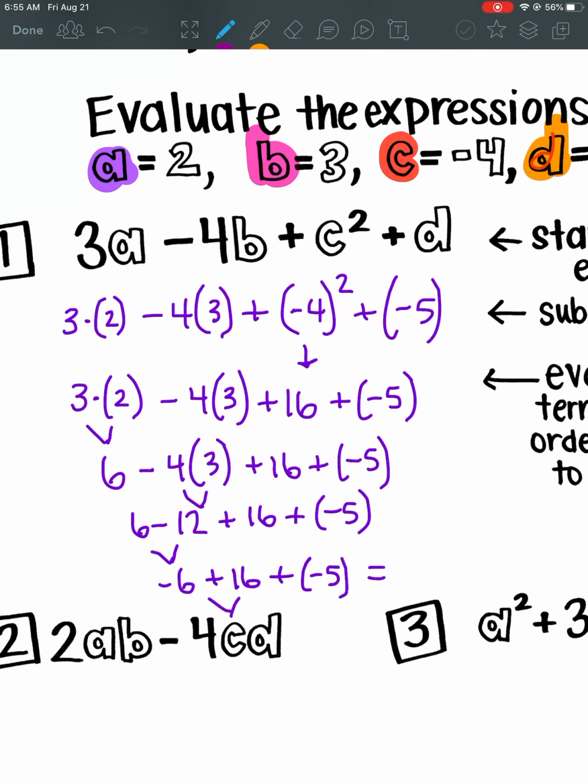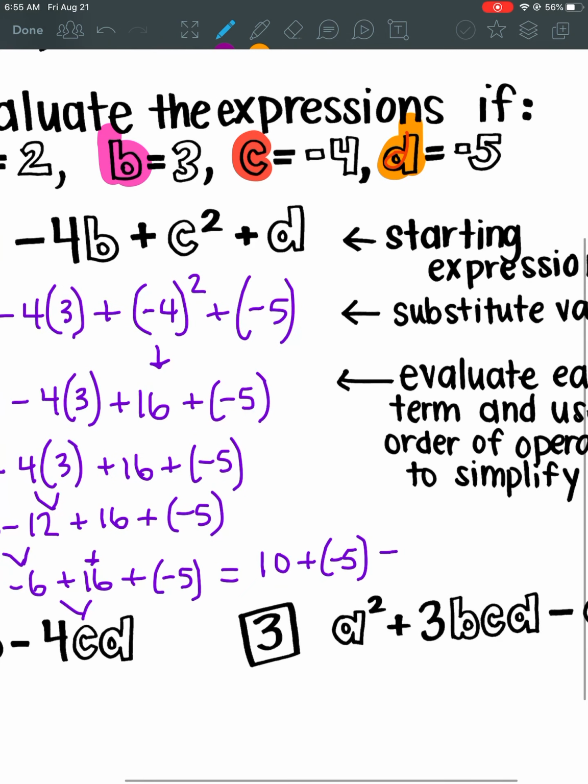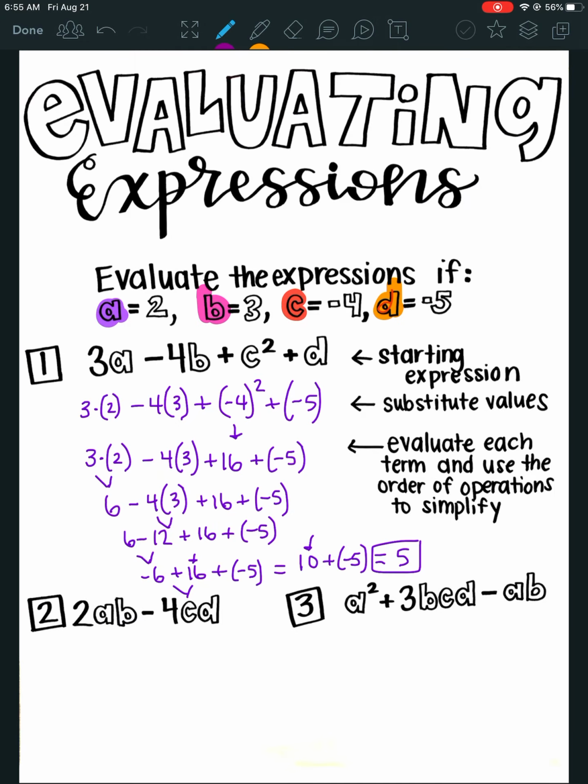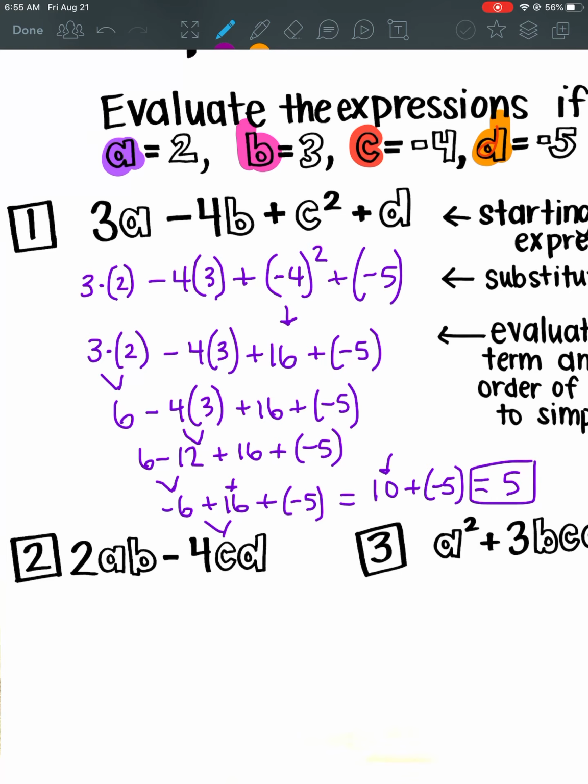These are opposites. So we're going to subtract, keep the sign of the bigger number. So we have positive 10 plus negative 5. Now we have opposite signs, so we subtract, keep the sign of the bigger number. So we have positive 5 as our solution for that one. Okay, next one we're going to use the exact same values up top here. So let's substitute our values in.